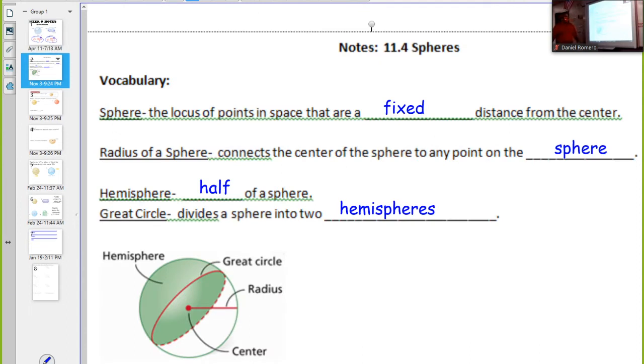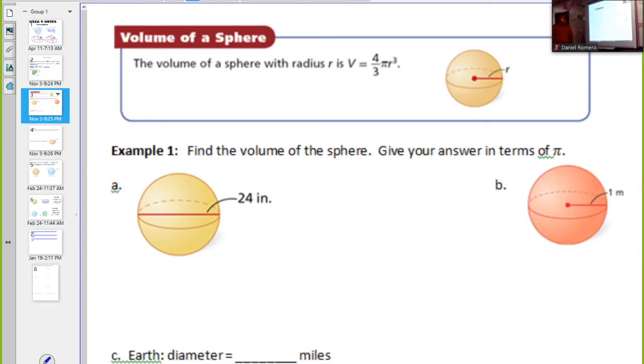So the second page is just a lot of the same as the first page. You see the great circle again. It's some vocabulary. It talks about the sphere, and all the points that are equidistant from the center. We talked about a radius, and that's what you need in order to find the volume. A hemisphere is half of a sphere. We talked about the great circle. We'll look at that later. Let's just start going into examples.